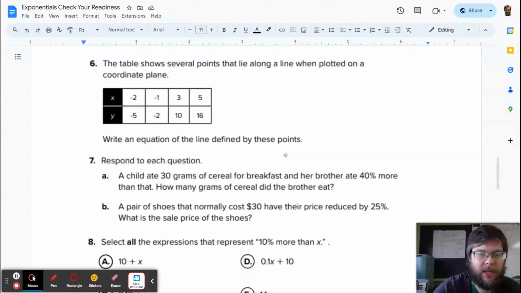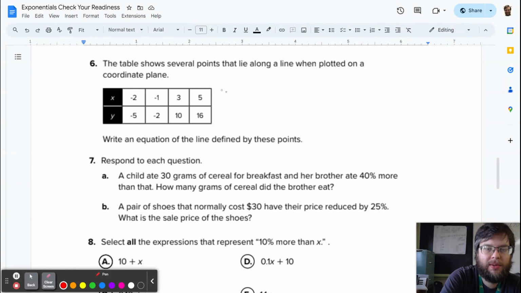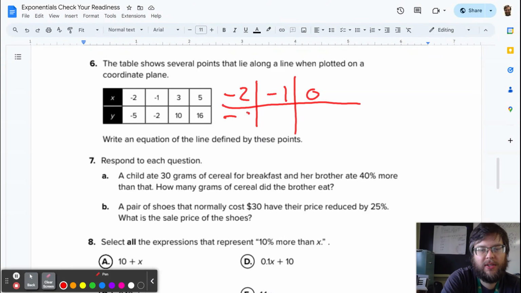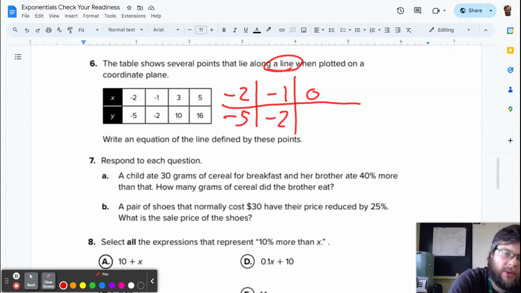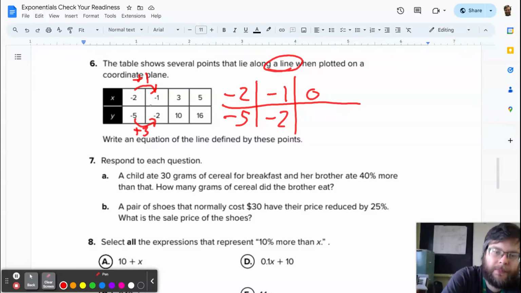Okay, almost done here. Number 6, we have some points on a line. What I would suggest doing with this one is let's try to find a missing value, because this table kind of goes out of order. But we know it's a line, and what we know about lines is that they add the same amount every time. And so when I look at my x values, if I go from -2 to -1, I get a +1. With my y values, I get a +3. And so that tells me that I just need to do +3 again.